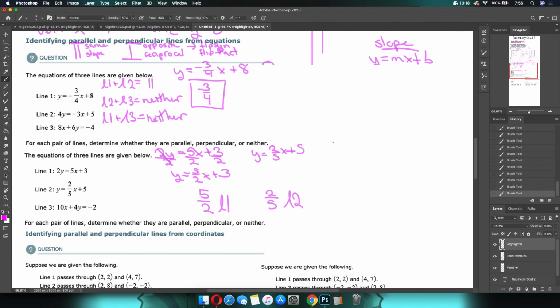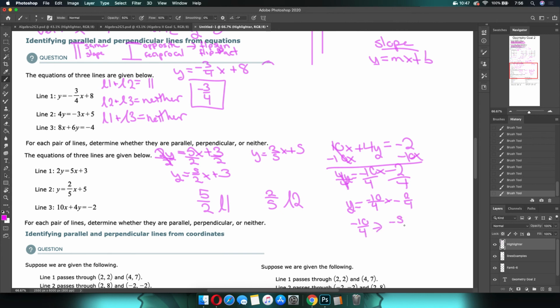Okay? Next one, 10x plus 4y equals -2. So minus 10x, minus 10x. 4y equals -10x minus 2. Divide by 4. Divide by 4. Divide by 4. y equals -10 fourths x minus 2 over 4. So what's our slope? We have -10 over 4, and that simplifies to -5 over 2. Okay, and that is line 3.